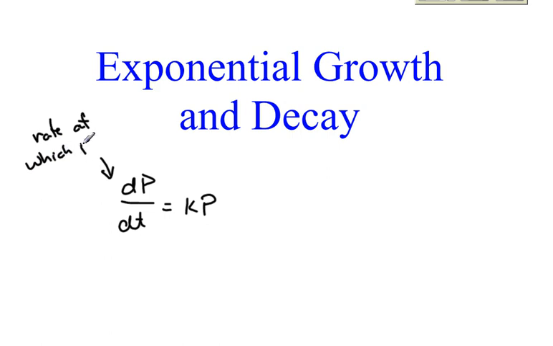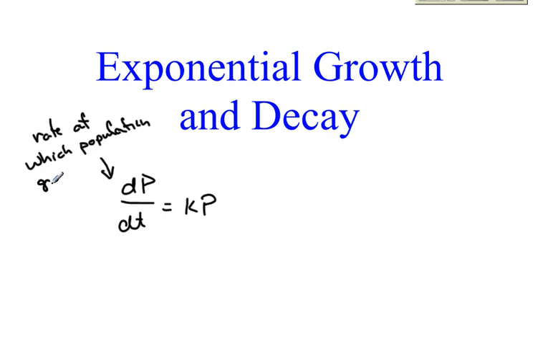Welcome to the calculus level on exponential growth and decay. Now, when we're talking about exponential growth and decay, we're going to actually use a differential equation. So we might say something like dp/dt equals kp. And what this is telling us is the rate at which a population grows.